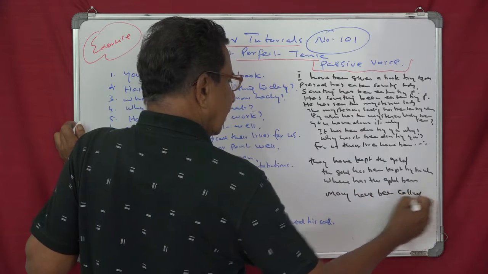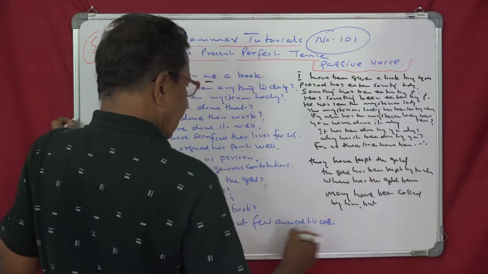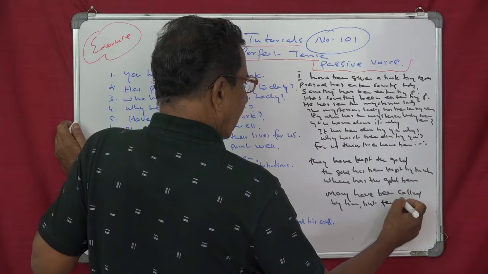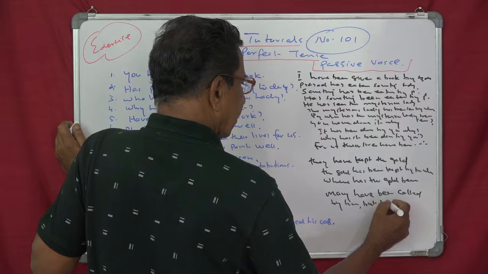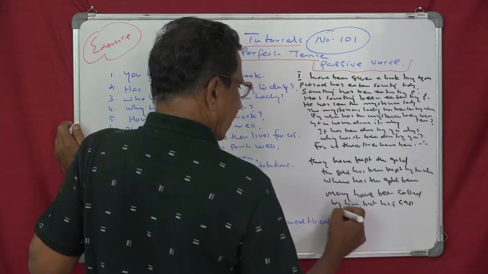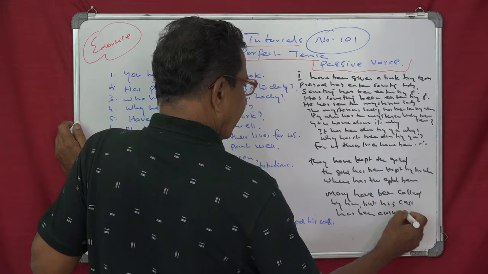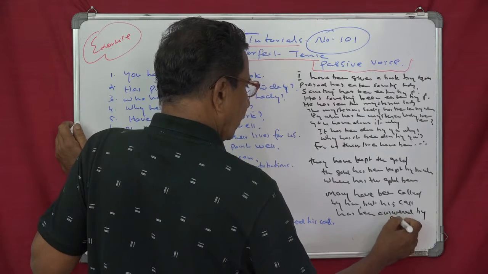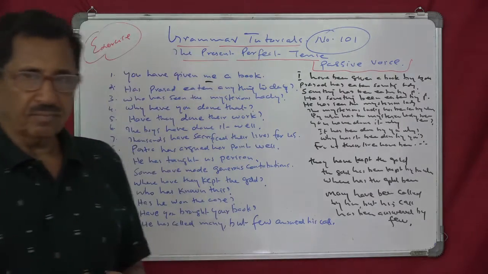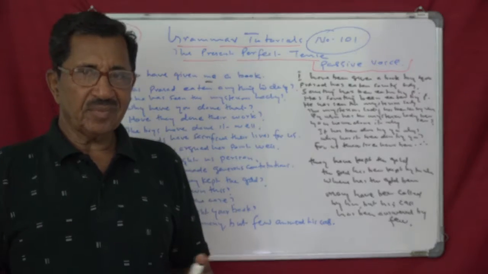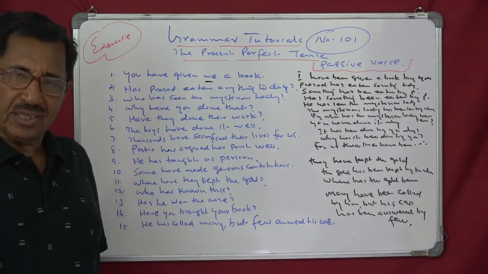So you can say, many have been called by him, but his call has been answered by few. Very simple, I think. Since you have been doing it, so any doubt regarding this thing? Any sentence has caused any problem for you?